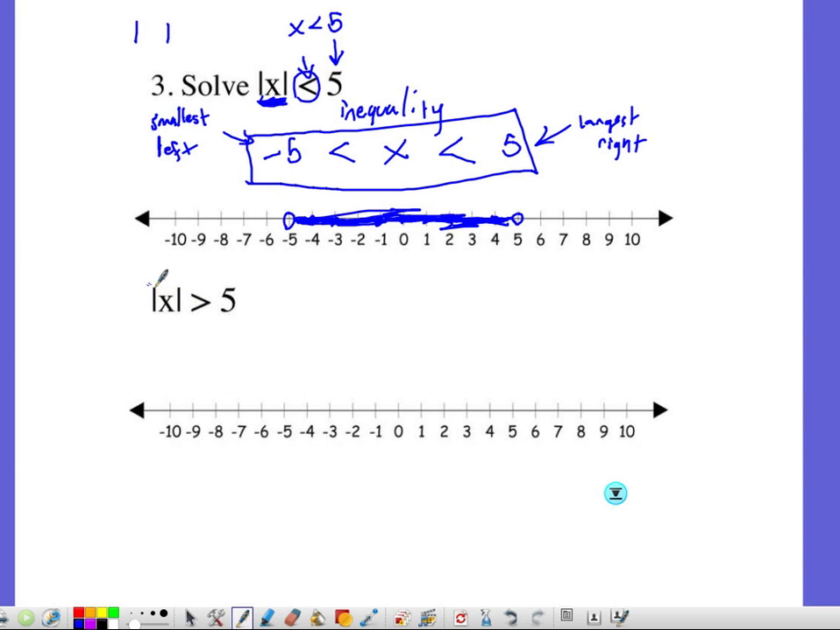Same thing for when we have the absolute value greater than 5. First of all, let's put our two solutions on the number line, open circles for both. Again, we take whatever is inside the absolute value and put it in the middle. We write our two answers. The smallest one goes on the left, the largest one goes on the right, and we're going to use this inequality for both sides.